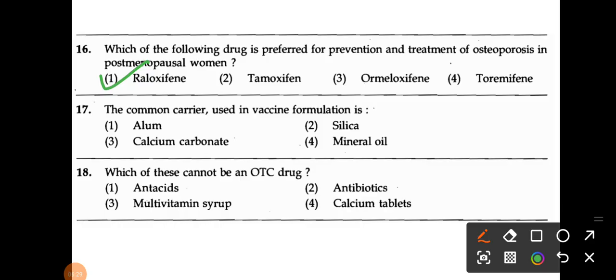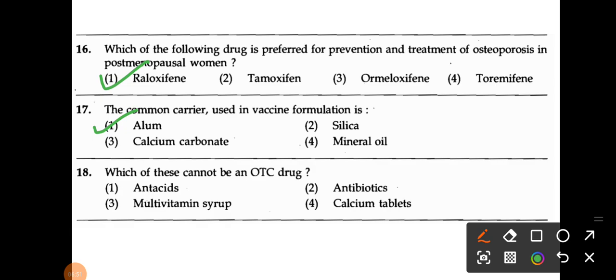Next question number 17. The common carrier used in vaccine formulation is. Options are alum, silica, calcium carbonate and mineral oil. As we know, silica and calcium carbonate we are not using. So the correct answer is alum. Alum is the common carrier used in vaccine formulations.